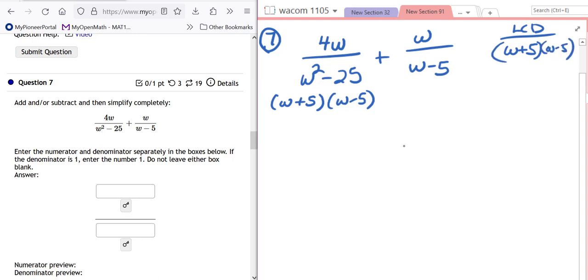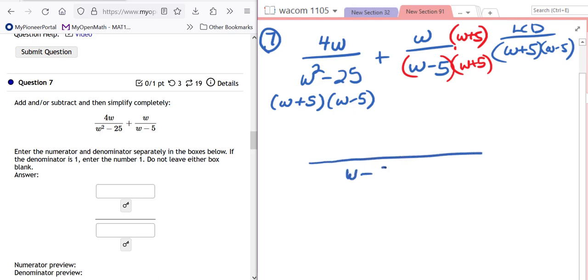So this time, the second fraction needs some work. It needs a W plus 5 top and bottom. All right. And eventually then we keep the common denominator. So we're going to just keep it in factored form. No reason to multiply it out.